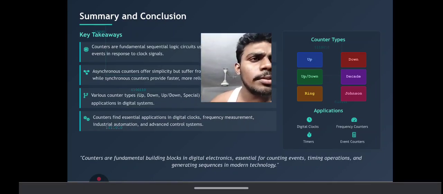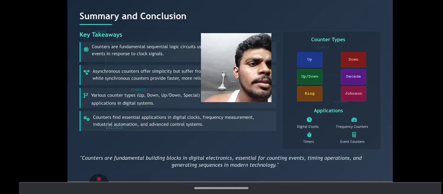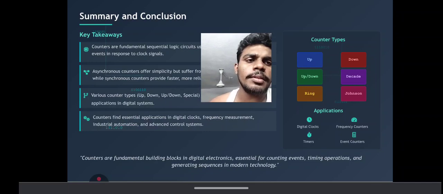Counter types: up, down, up and down, ring, and Johnson. Applications: digital clocks, frequency counters, timers, and event counters. Counters are fundamental building blocks of digital electronics, essential for event timing, process control, and generating sequences in modern technology.